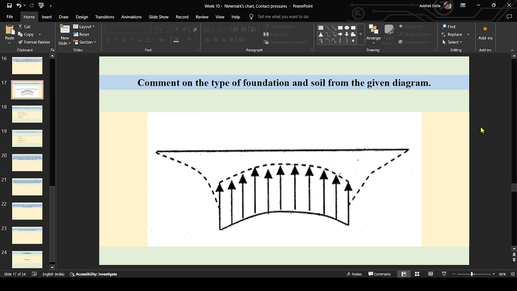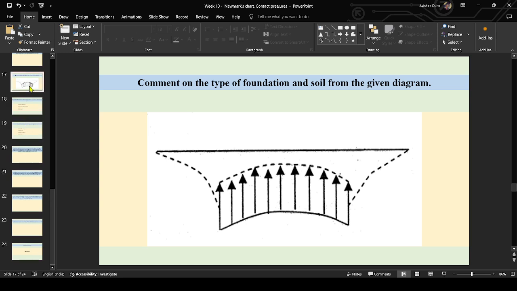Again, from this diagram, you have to comment on the type of foundation and soil. Here again, the white portion below the ground represents the settlement, and this shaded portion with the arrow pointing upward represents the variation of the contact pressure. So using the settlement and the contact pressure distribution diagram, you have to tell me what is the type of footing over here, flexible or rigid, and what is the type of soil, sandy soil or clayey soil.